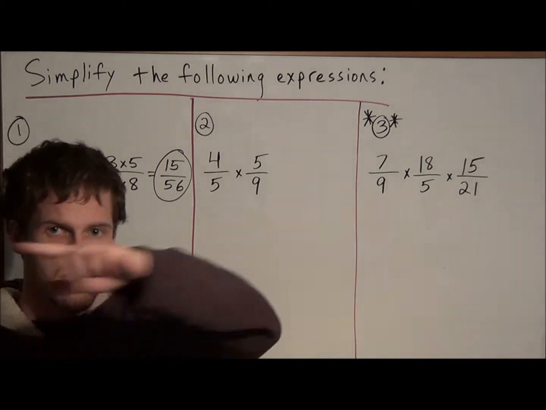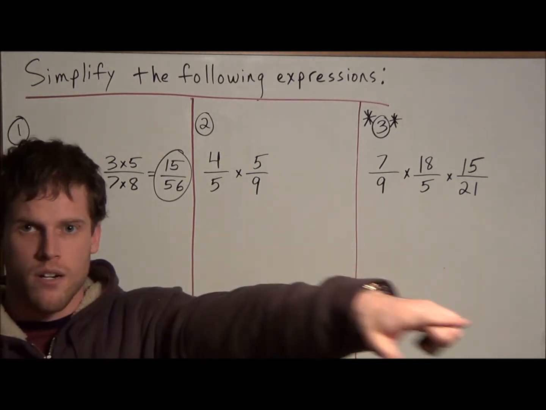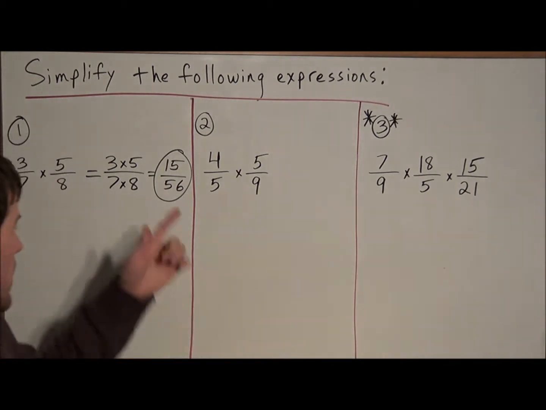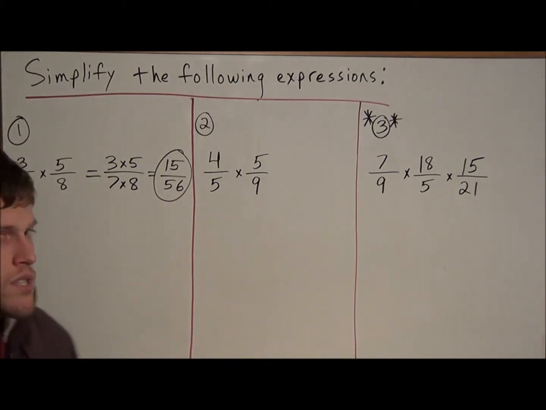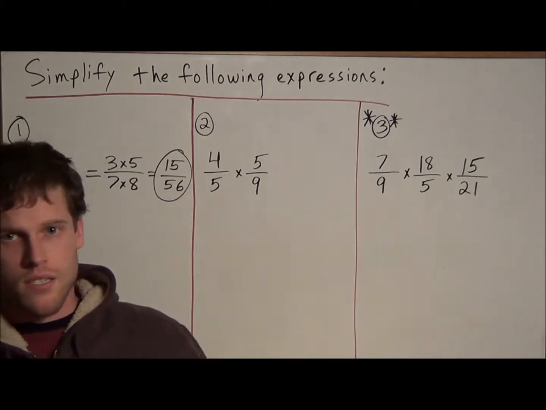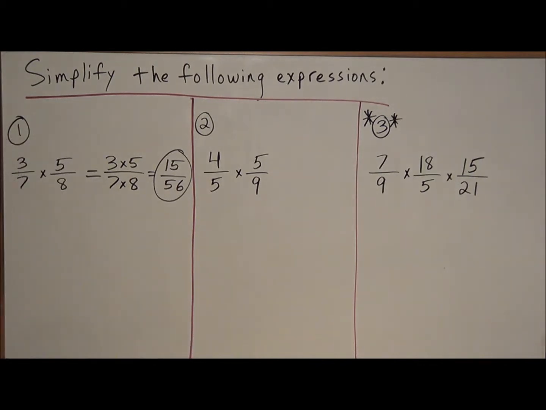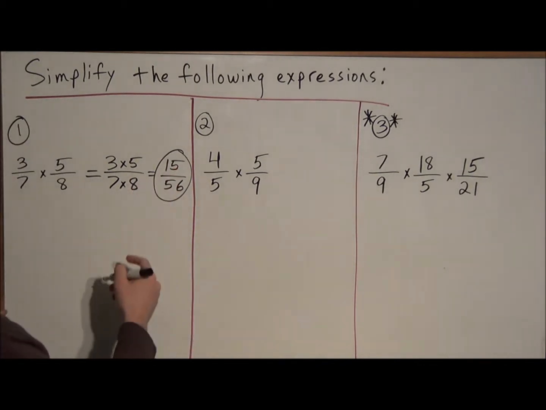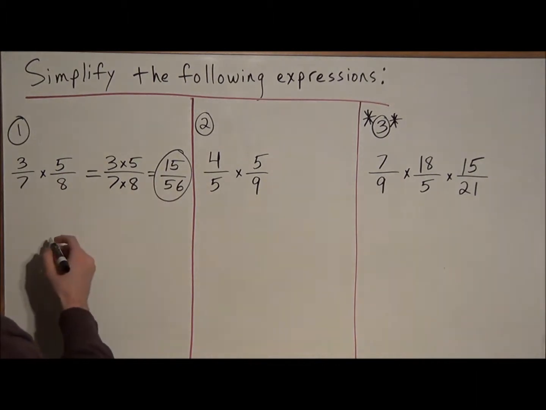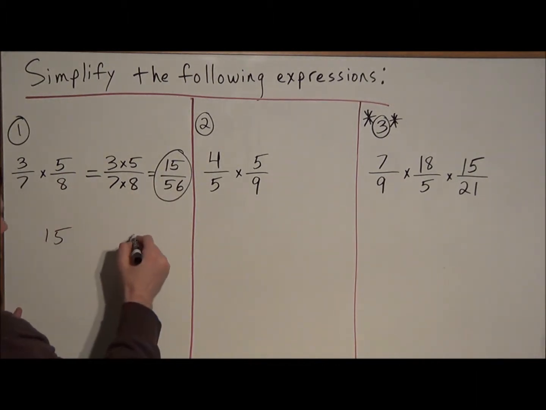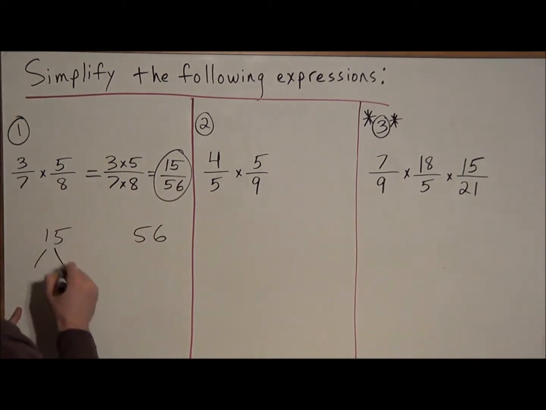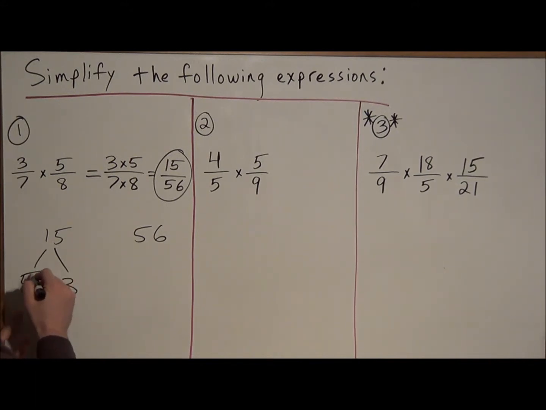Remember, multiply the numbers across the top, the numerators, multiply the numbers across the bottom, the denominators, and you write your final answer. But one thing you should always do, because it's bad news if you don't, you want to make sure your fraction's simplified. And what we mean is they have no common factors. So if we looked at 15 and 56, the prime factorization of 15 is 5 times 3.